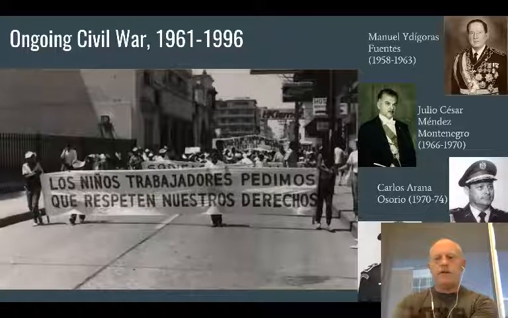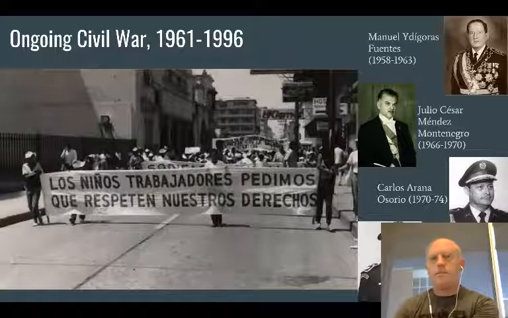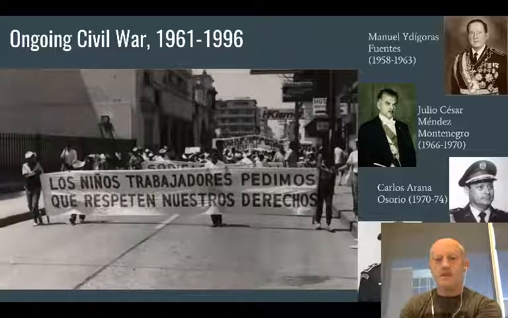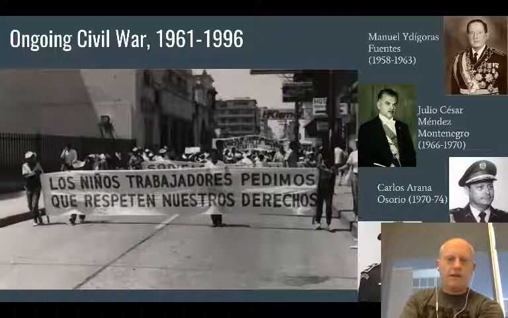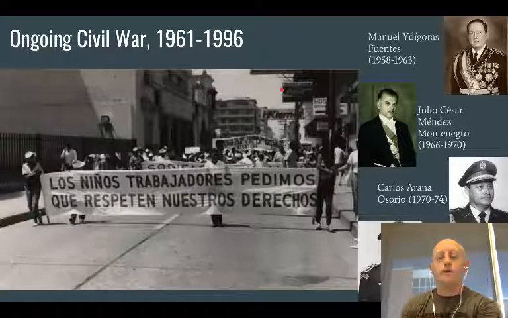Under Osorio and then under Romeo Lucas Garcia, more and more people were disappeared. In the context of the Cold War in Latin America, that meant that government forces kidnapped them, tortured them, killed them. Their families never heard from them again. Sometimes the disappeared would return, usually with stories of having survived torture and horrific treatment, human rights abuses, but that is the exception. This photograph here, you can see child laborers ask that our rights are respected.